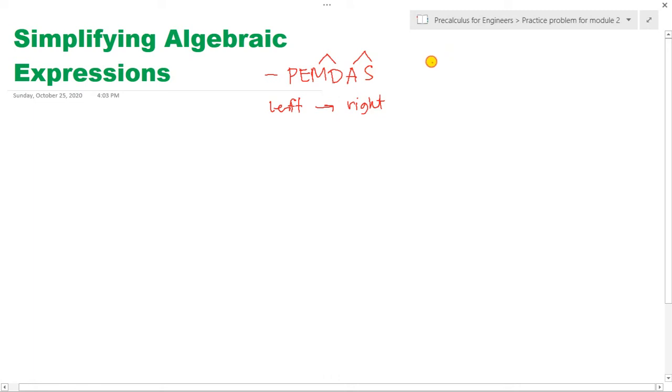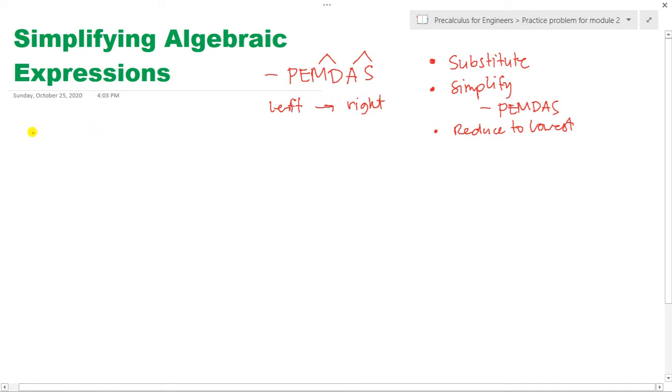Then kapag mag-simplify tayo ng algebraic expressions, mostly you are given initial values for our variables. So una mong gagawin is substitute the values. And then after substituting, you simplify. Sa pag-simplify na class, dito mo na ma-apply yung PEMDAS rule natin. So apply PEMDAS. And then simplify or reduce to lowest term as possible in order to attain the simplest answer.